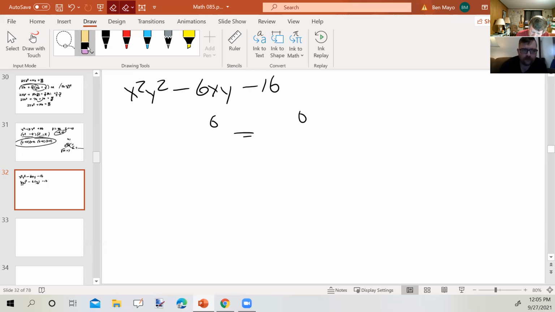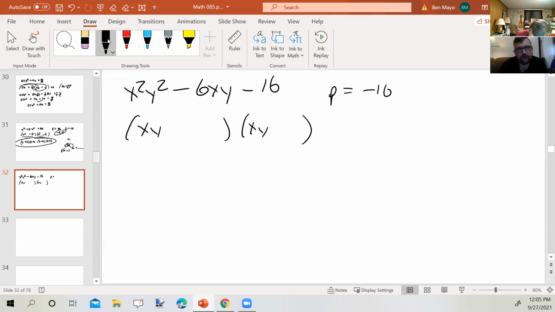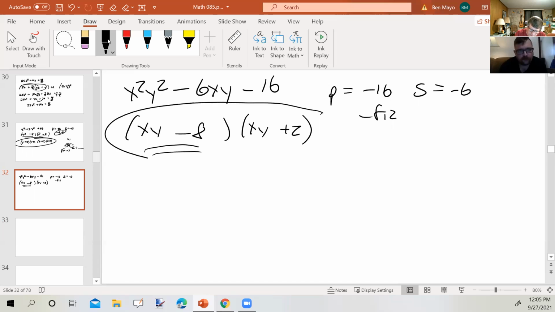So now it's not a perfect square because there's a minus sign there. If there was a plus sign there, it might be. So now I'm going to break it up. xy, xy, product is negative 16, sum is negative 6: negative 8 and 2. This is a binomial, but it's not the difference of two squares. It doesn't factor any further. So there's your final answer. Okay with that?